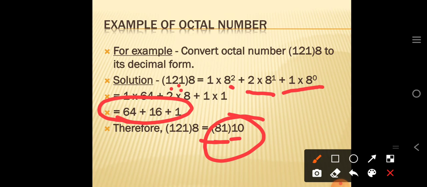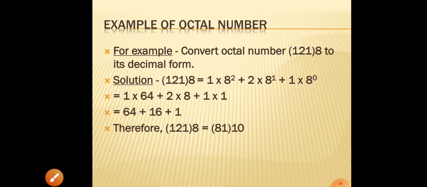Now, what is the difference between the decimal and octal number systems? In the decimal number system, the base is 10, meaning in place of 8, we use 10. And in octal, we use the base 8. All the converting techniques are the same. So moving to the next slide.